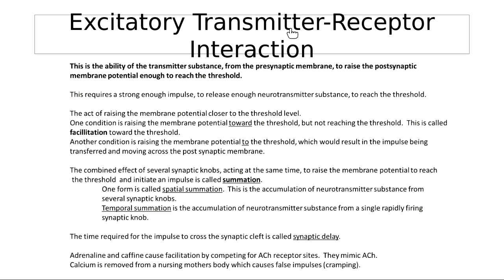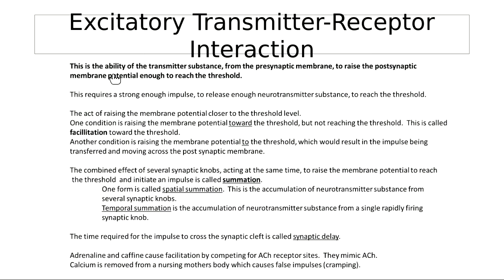Excitatory transmitter-receptor interaction. Okay, you got to break this down. Excitatory transmitters. Well, we've talked about acetylcholine. Acetylcholine is an excitatory transmitter, and how they interact with the receptors. So that's what this phrase means, how the transmitter affects the receptor. The ability of the transmitter from the presynaptic membrane, that'd be like the synaptic knob, to raise the postsynaptic membrane potential enough to reach a threshold. This requires a strong enough impulse to release enough neurotransmitter substance.